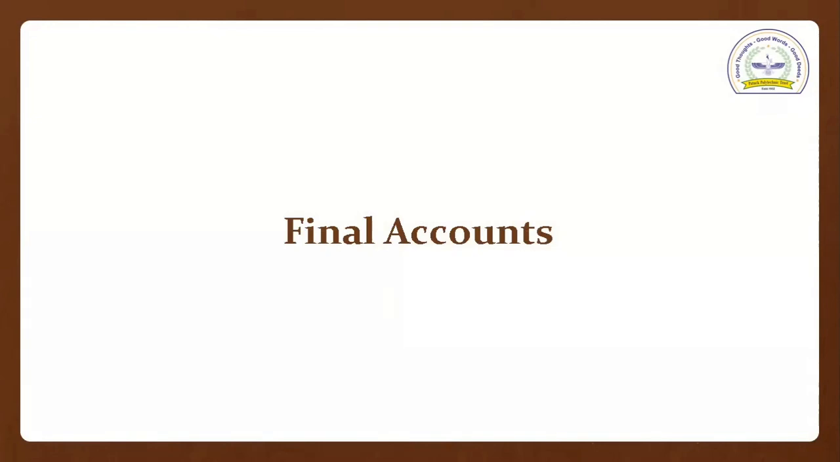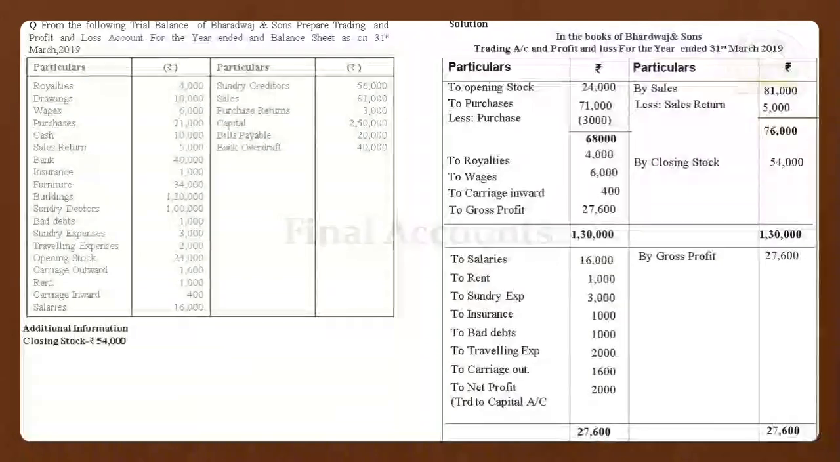Balancing figure of trading account is gross profit or gross loss. In case of P&L account, the balancing figure is net profit or net loss. Whereas balance sheet shows financial position of assets and liabilities at a given period of time. Final account includes trading account, P&L account and balance sheet.